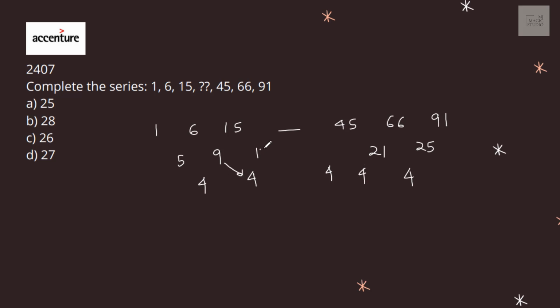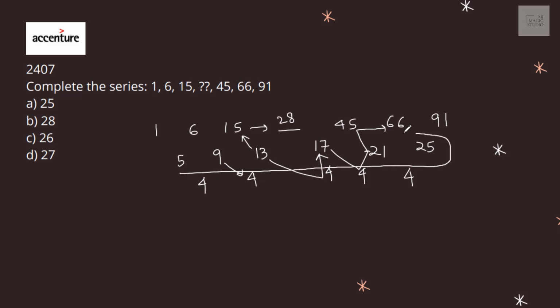9 plus 4 is 13. Now 13 plus 15 is 28. Now how much should 28 minus 45 be? 28 minus 45 is 17, and that matches. 13 plus 4 is 17. And then 17 plus 4 is 21. 21 plus 45 is 66. That means the gap of 4 is there in the differences of the series. The series difference is in AP, and hence the number here should be 28. That is option B.